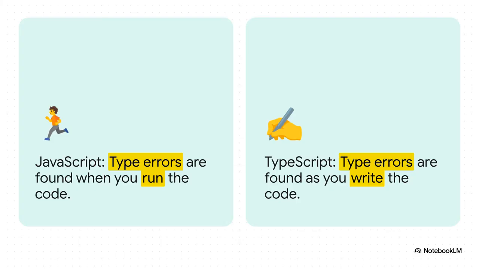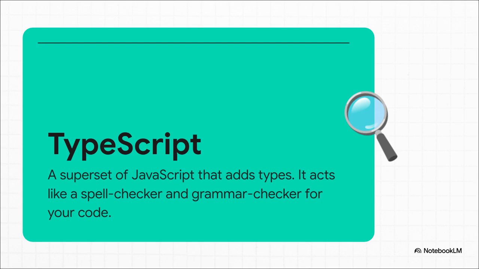And this really highlights the huge difference between dynamic and static typing. With JavaScript's dynamic style, you often find these kinds of type errors only when you actually run the code. But with static typing, it's like having someone check your work as you write it, catching those mistakes before they can ever become a problem. And that's exactly what TypeScript gives us.